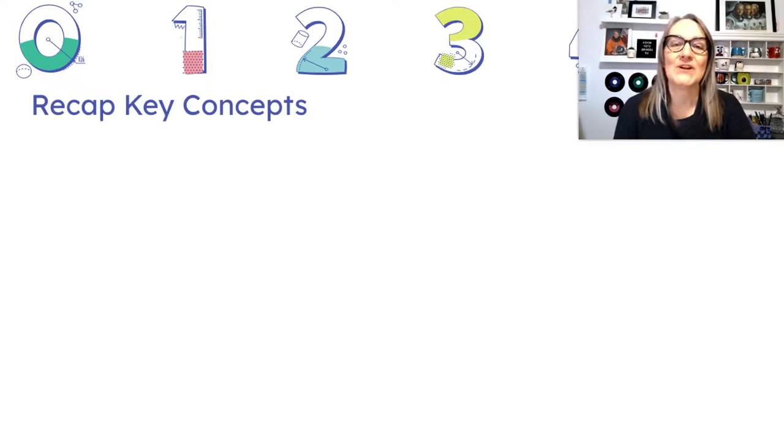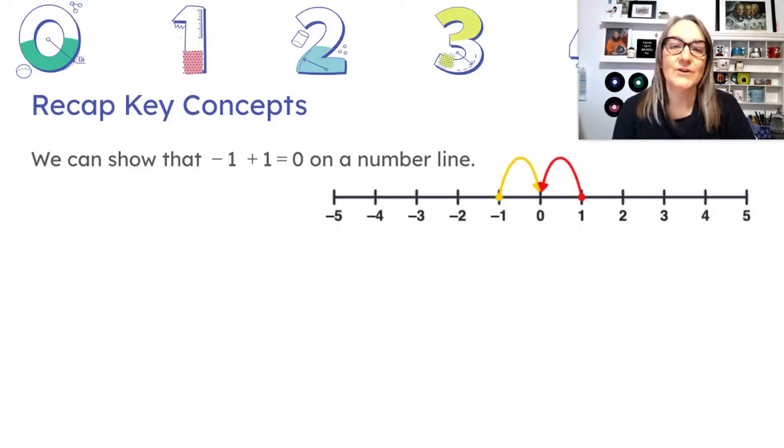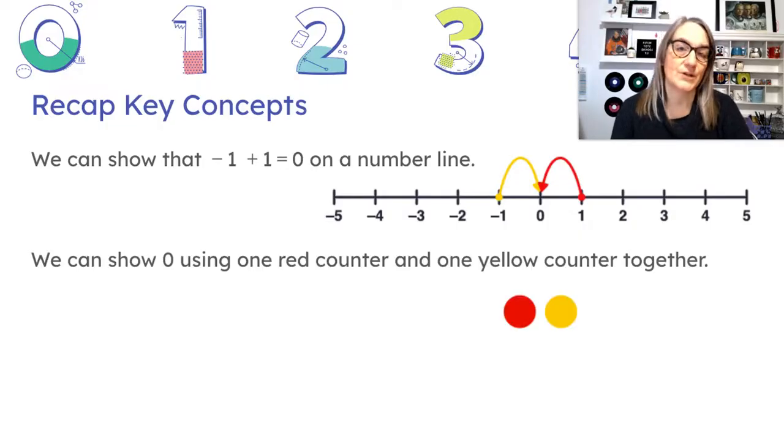Let's recap what we learned in this video lesson. We learned how to show that -1 plus +1 equals 0 on a number line. We also learned that we can show 0 by using 1 red counter and 1 yellow counter. Both of these represent 0 because the opposite integers make a zero pair and cancel each other out. So those zero pair counters, we're going to discard them and only look at what's left.